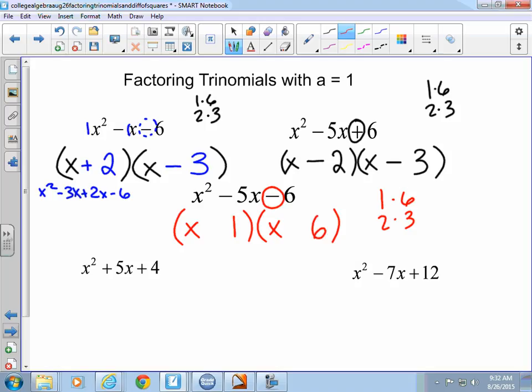So, looks like an almost identical problem, but totally different parentheses set. I do want to get -5 when I combine them. So I get 1x and 6x. Which one needs to be negative to get me -5?